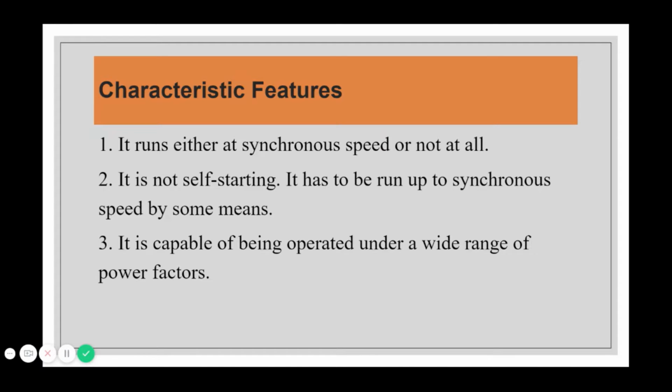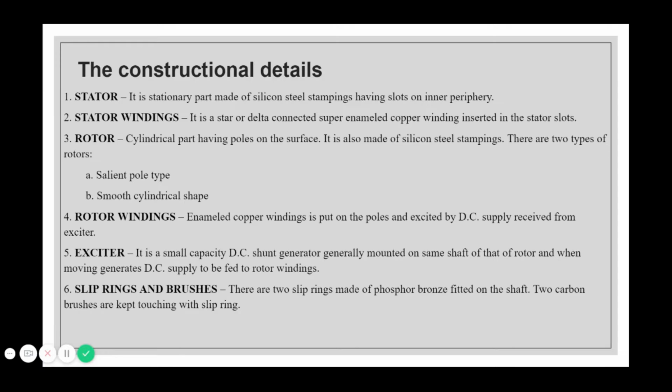Characteristic features of synchronous motor. Basically, it runs either at synchronous speed or not at all. It is not self-starting. It has to be run up to synchronous speed by some means. It is capable of being operated under a wide range of power factors. So these are the main characteristic features of synchronous motor. The first one is that it runs on synchronous speed only. It is not self-starting. It is capable of being operated under a wide range of power factors.